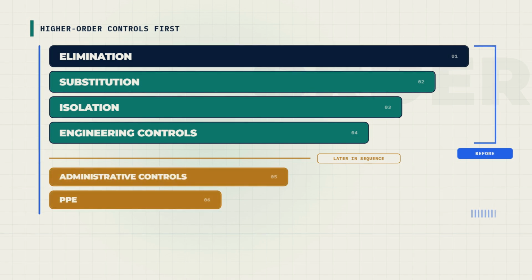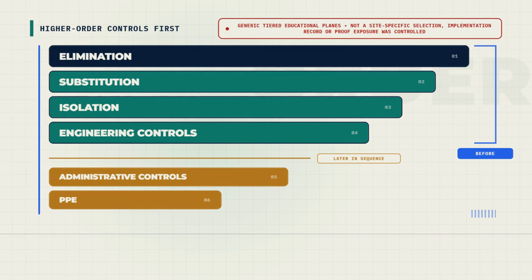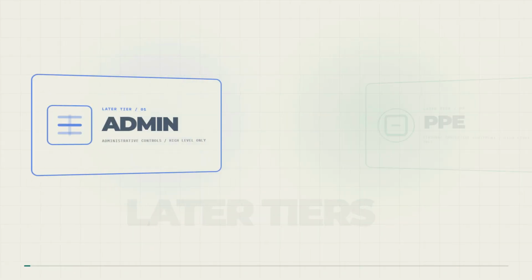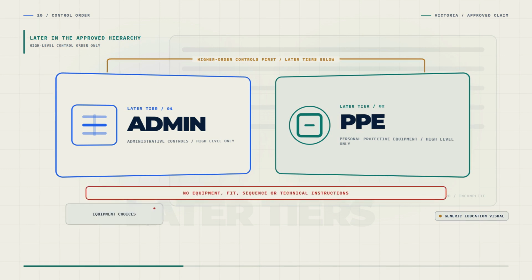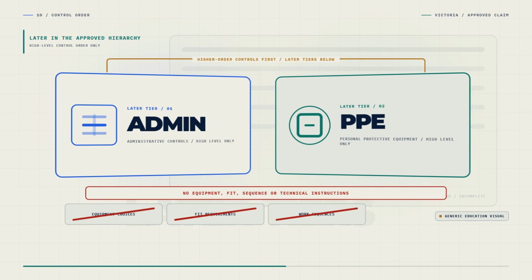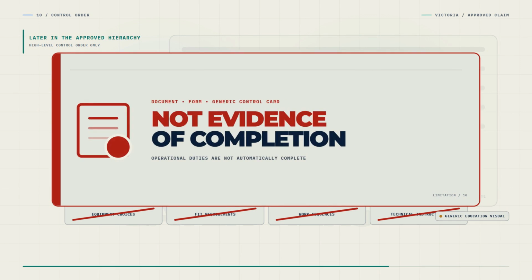The TID planes shown here are a generic educational hierarchy. They are not a site-specific control selection, implementation record or proof that a workplace has controlled exposure. Administrative controls and personal protective equipment remain later in the approved hierarchy. This film does not add equipment choices, fit requirements, work sequences or technical instructions. It also does not turn a document, form or generic control card into evidence that operational duties have been completed.